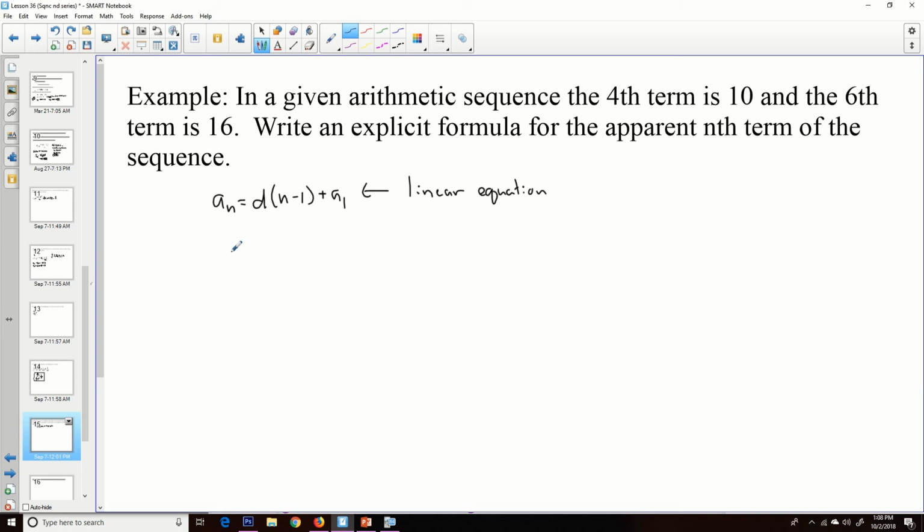And so I can get past all of this stuff because I don't know what the common difference is. I don't know what the first term is, but I do know that the 4th term is 10 and that the 6th term is 16. So I'm just going to find the equation of this line.